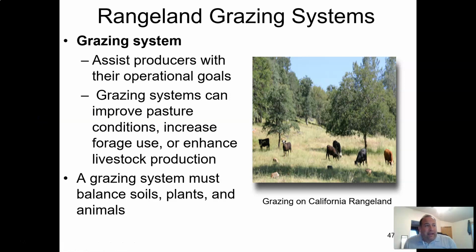So how do we handle grazing then? If we know that overgrazing is a problem and we know that undergrazing is also a problem, we need to come up with some sort of grazing management. And the way that it's done is through grazing systems. So you come up with systems that will assist people in their operational goal, and your operational goals are usually improving pasture condition or increasing forage use or enhancing your livestock production. But when you think about your grazing system, you really have to think about balancing your soils, plants, animals, and this whole idea of multiple use together.